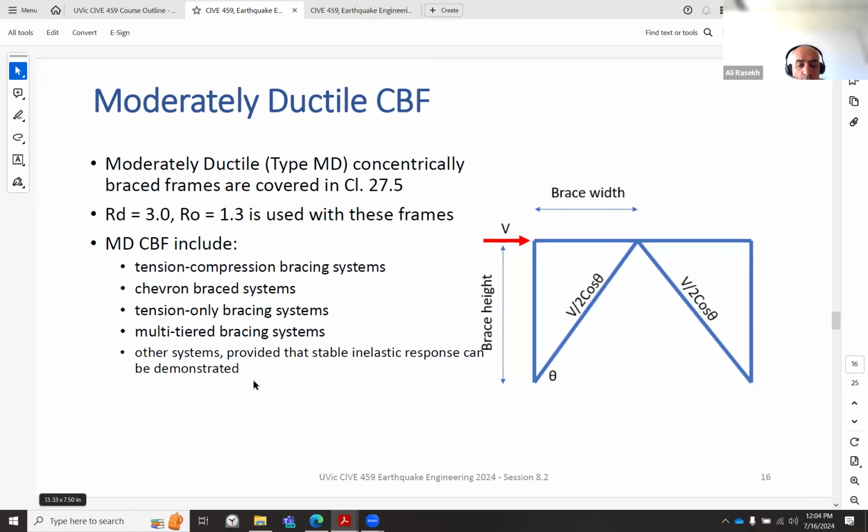So in these cases where you need to demonstrate something, it means that you should do detailed modeling and analysis to prove that there is a stable inelastic response. While for other cases, the code has guaranteed that in a way because of the previous analysis and tests. So mostly we prefer to use the systems that are previously verified, but if you are proposing a new system, then you need a lot of tests and analysis to prove its performance.